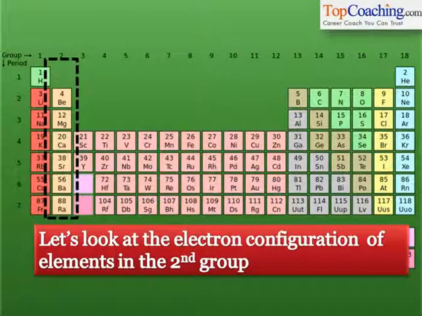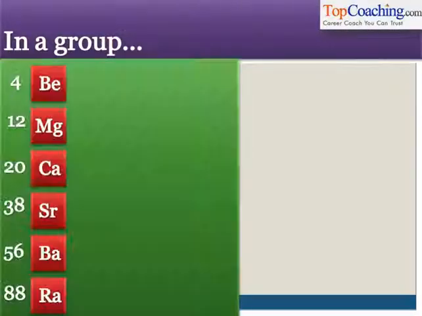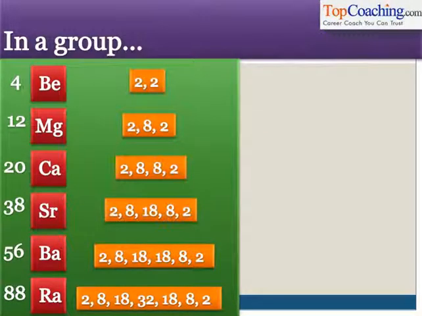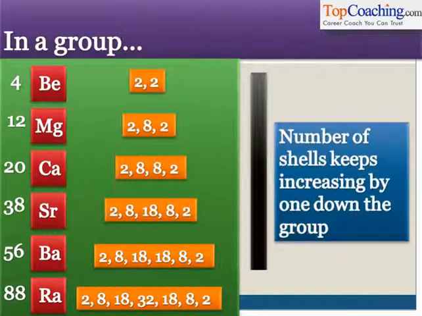Let's look at the electron configuration of elements in the second group. This group consists of beryllium, magnesium, calcium, strontium, barium, and radium. Again, if you observe carefully, these are the atomic numbers of each of these elements. This is the electron configuration of each of these elements. As you can see, the electron configuration of the elements further down the group is really complicated. Barium has the electron configuration 2, 8, 18, 18, 8, 2, for example. What you can see, however, is that the number of shells keeps increasing by 1 down the group.